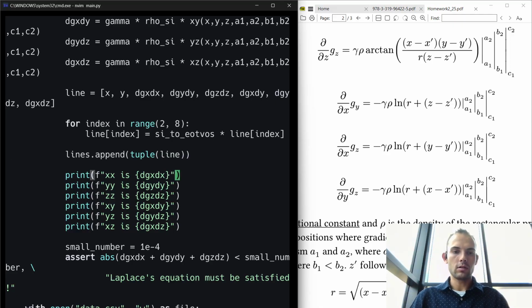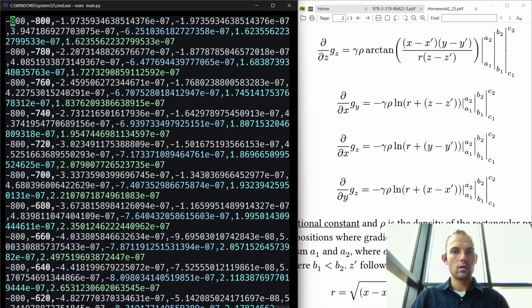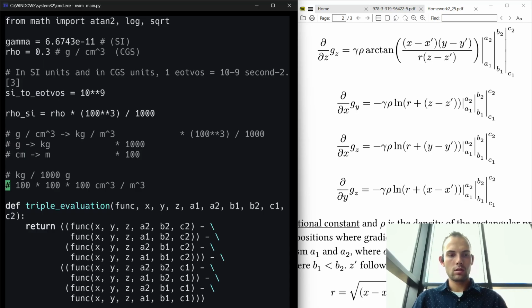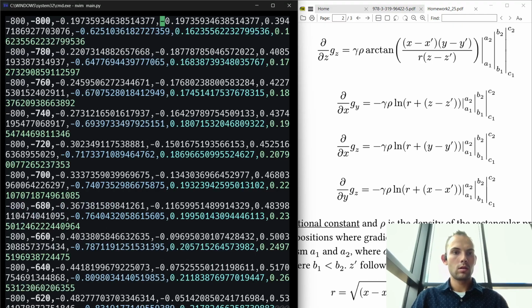Oh, because I'm not printing those new values. Let's actually check the data file. Yeah, now I'm at 10 to the negative 7. That's still egregiously small. Did I do something wrong with my units? I've been known to do that. Oh, I defined that thing twice. Guys, this is bad. Okay, now they're not ultra small.